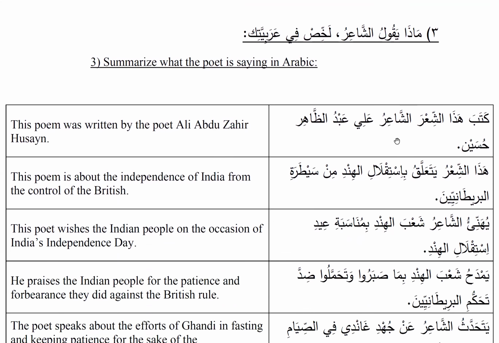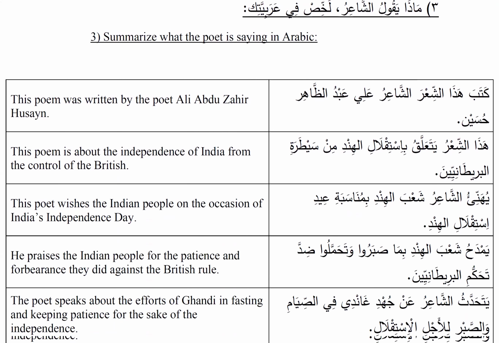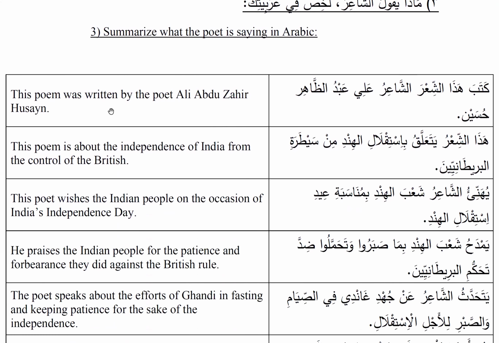So first we mentioned the poet name. كتب هذا الشعر الشاعر علي عبد الظاهر حسين. This poem was written by poet Ali Abdul Zahir Hussein. هذا الشعر يتعلق باستقلال الهند من سيطرة البريطانيين. The poem is about the independence of India from the control of the British. يهنئ الشاعر شعب الهند بمناسبة عيد استقلال الهند. This poet wishes the Indian people on the occasion of India's Independence Day.